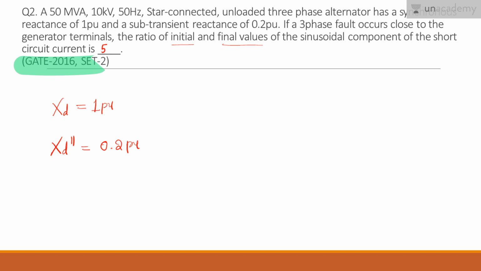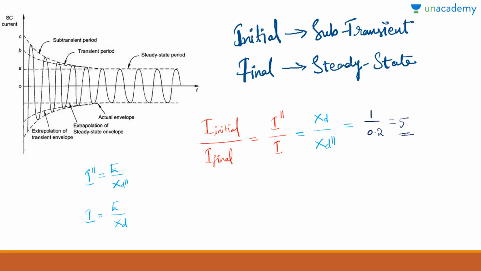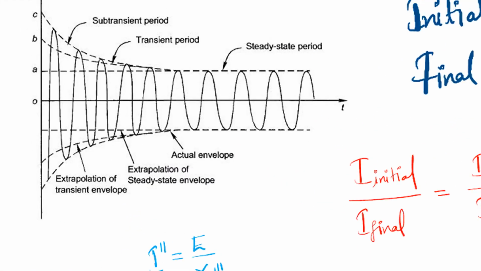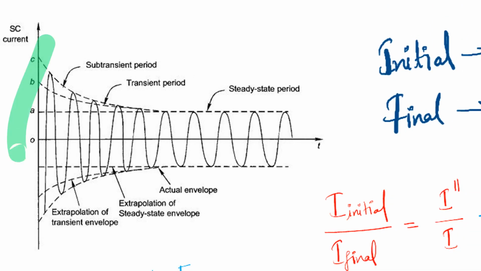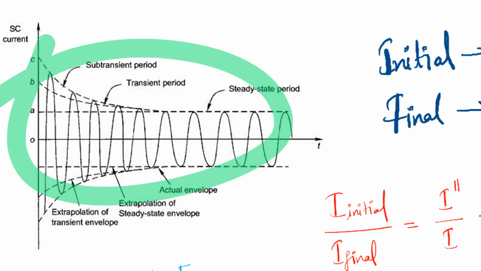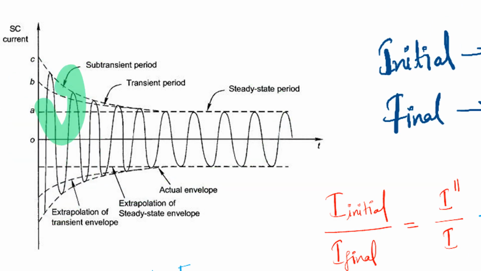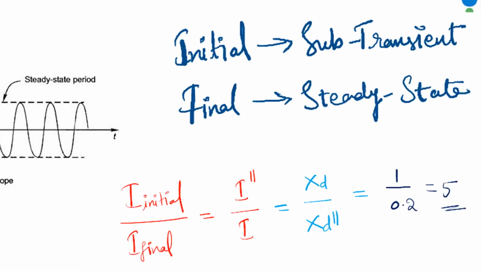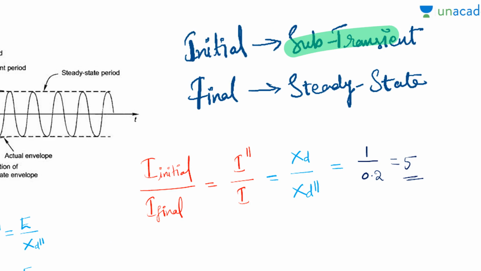According to the given question, this is the data available. He has given the synchronous reactance and the subtransient reactance, and he is asking you to find the ratio of initial to final. I hope you remember, this is the oscillogram of the short circuit current when this kind of short circuit happens at the terminal of the generator. This initial period is called the subtransient period, and the final period is the steady state period, isn't it? Initial is subtransient, final is steady state. Therefore the initial current is called the subtransient current, and the final current is nothing but the steady state current.